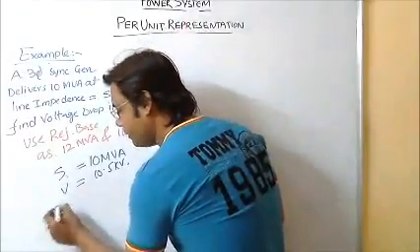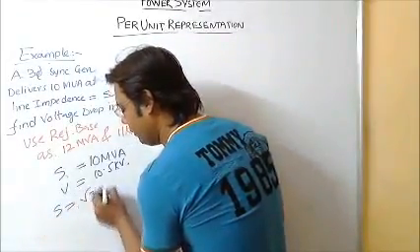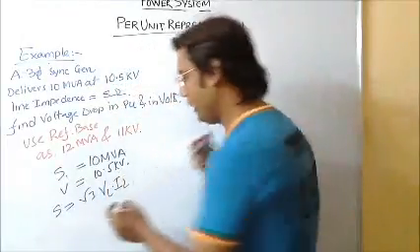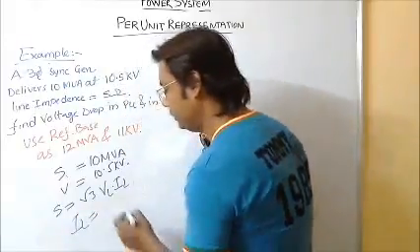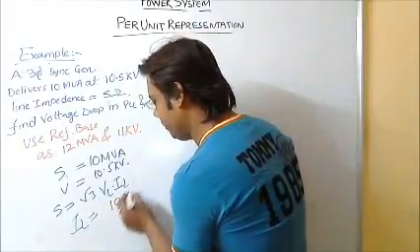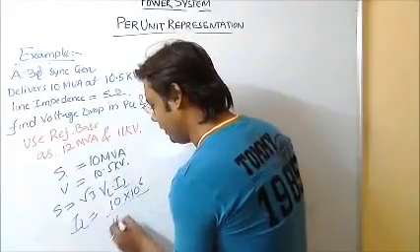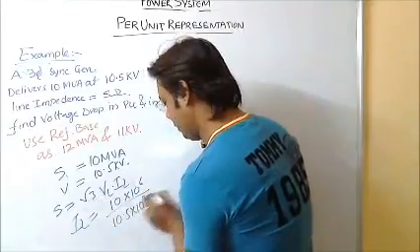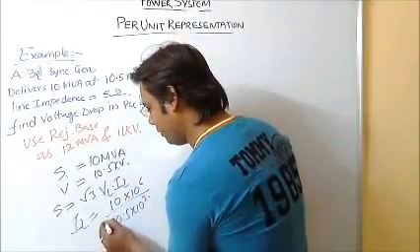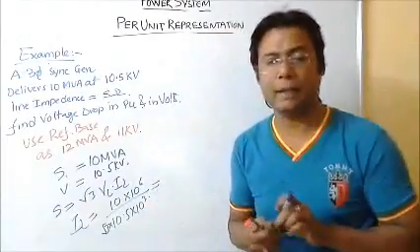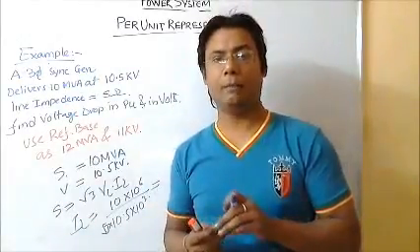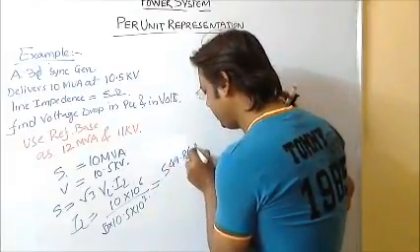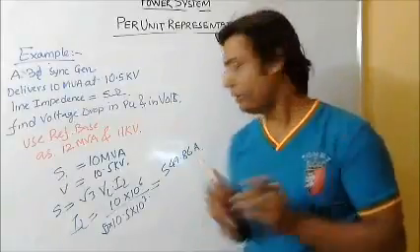So I can have the current. Since it's a 3-phase, S will be equal to root 3 into VL into IL. So IL will be S, which is already given, 10 into 10 raised to the power 6, divided by 10.5 into 10 raised to the power 3 into root of 3. This would be the line current IL, which is coming as 549.86 amperes.